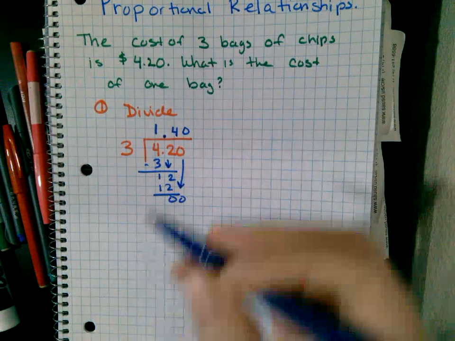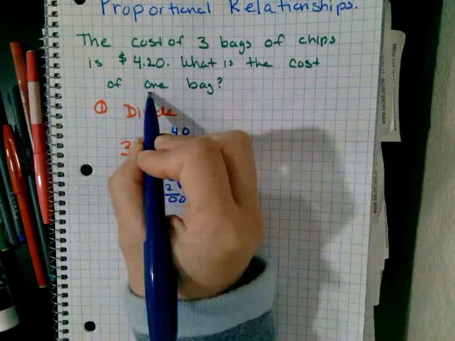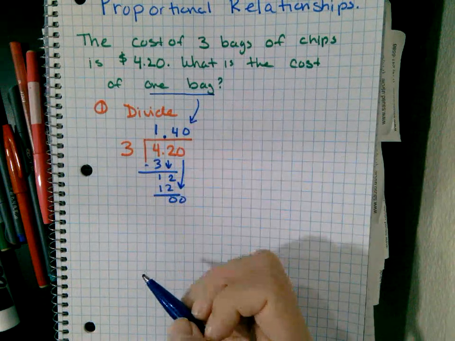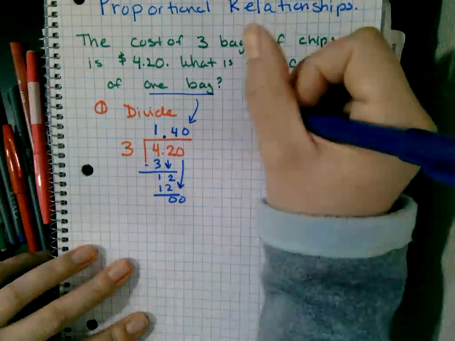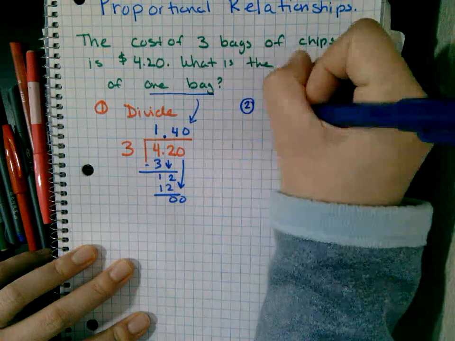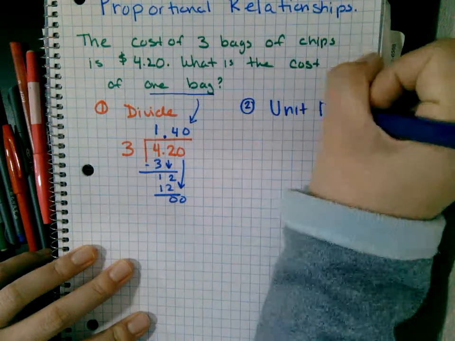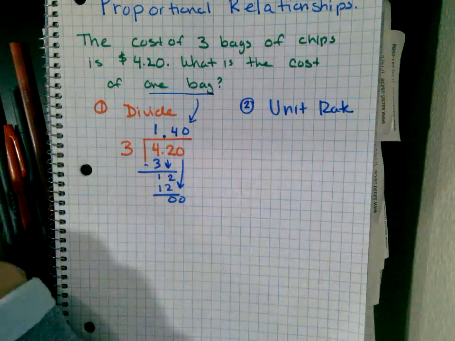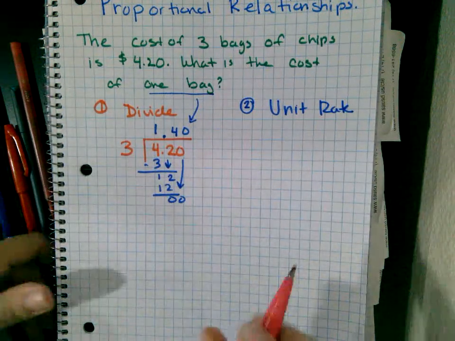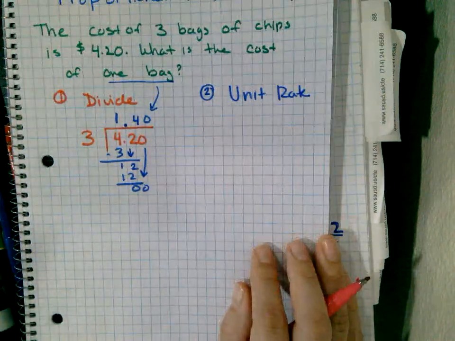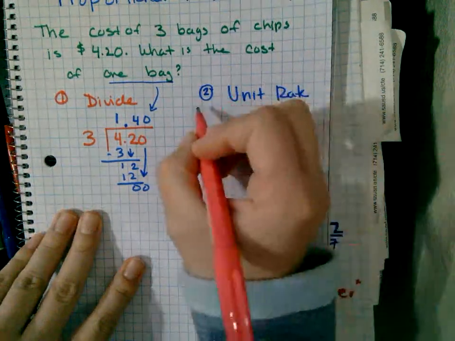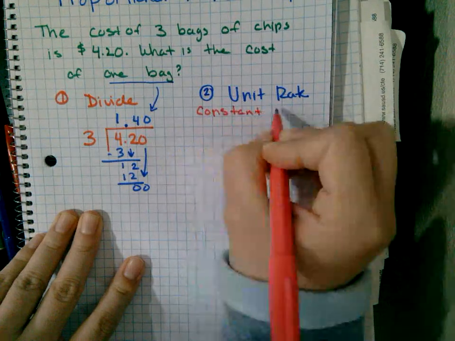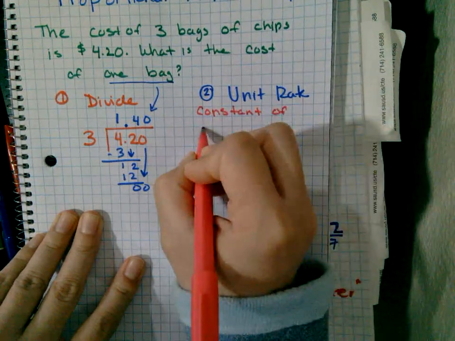Okay, $1.40. What does that mean? That means that 1 bag costs $1.40. Okay, that is what we call in 6th grade. So step number 2, in 6th grade, we call it the unit rate. In 7th grade, we get all fancy. We get all fancy. And we don't call it unit rate. That's so 6th grade. We actually call it constant of proportionality.